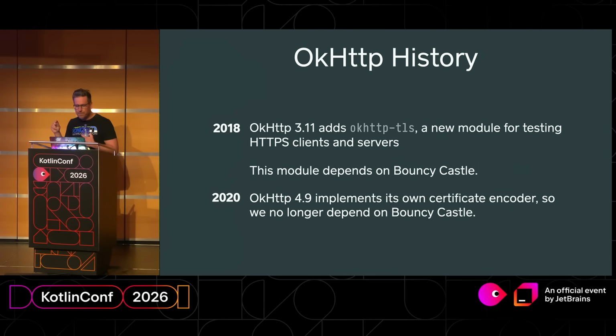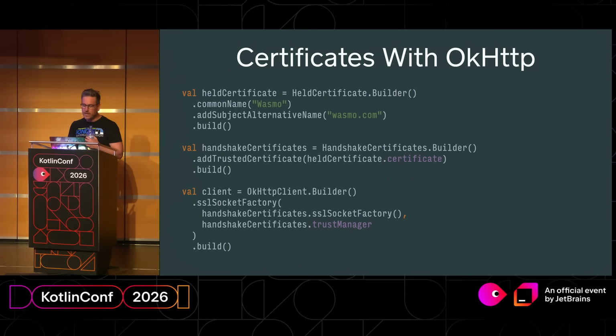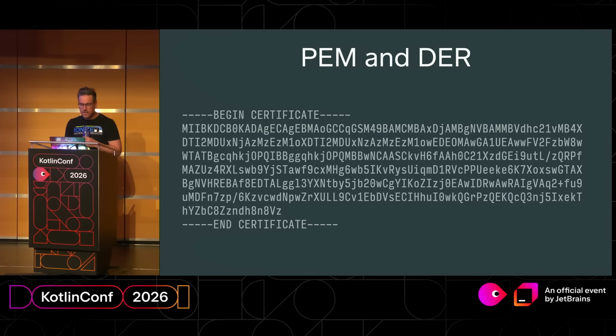And then in 2020, we rewrote a bunch of implementation details in OkHttp so that we didn't have a Bouncy Castle dependency. And so if you're using OkHttp TLS, it's just one Kotlin library. This is what our API looks like. You can create a certificate in memory in Java without, I don't know, too much yuck, and then create a pair of certificates that you can use to create either an HTTP server or an HTTP client that use TLS.